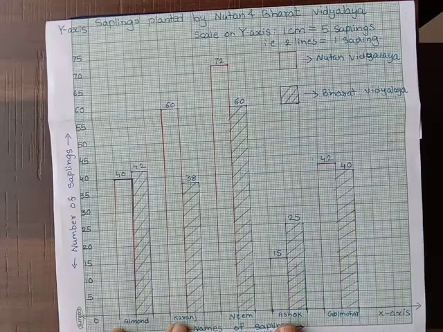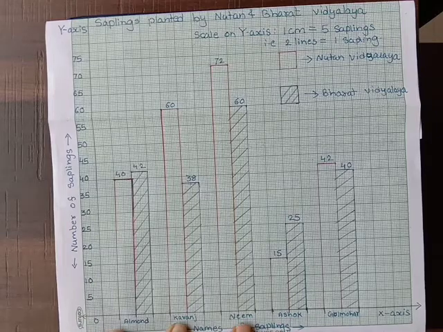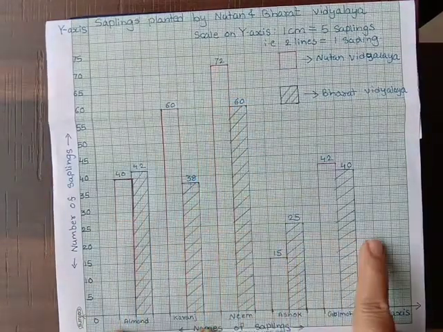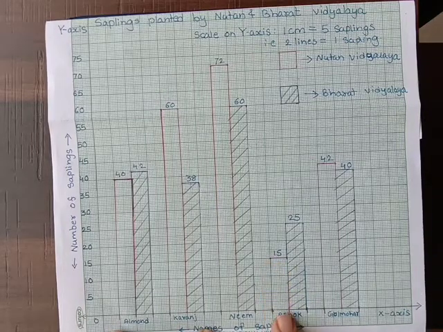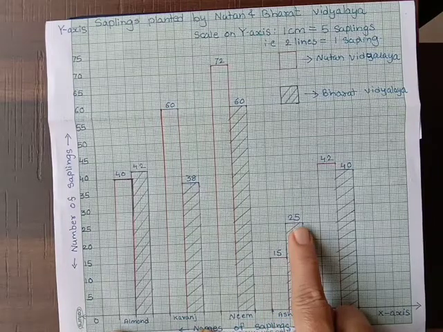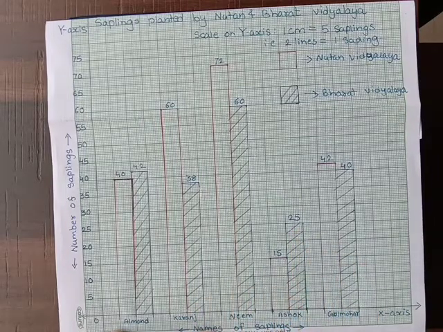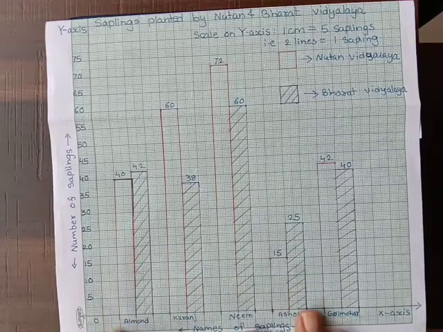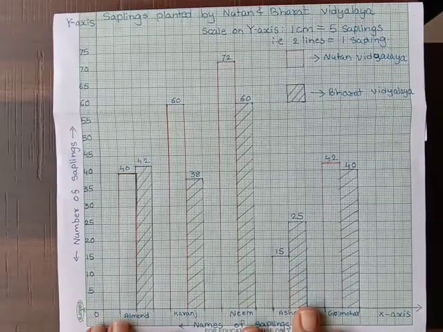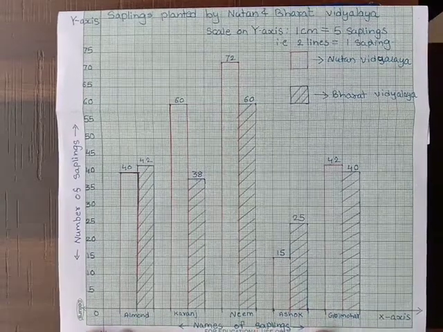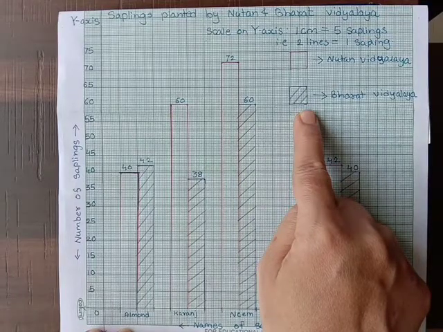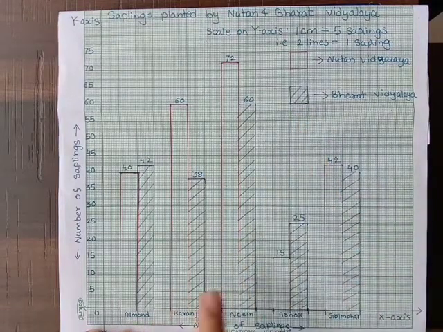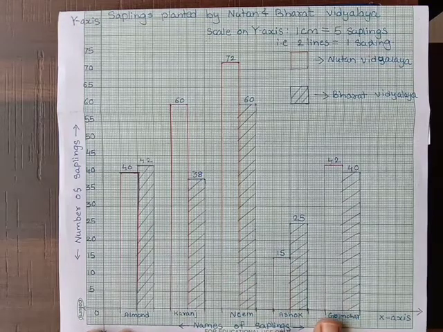And see the comparison. Both the schools have planted neem trees more in number compared to the other saplings. Alright. And if you compare individually, for example, in case of Ashok tree, then Nutan Vidyalaya has planted fewer saplings compared to that of Bharat Vidyalaya. So like this comparison between the schools and between the saplings you can do at a time. Alright. So please draw the graph very neatly. Use a sharp pencil. Do not forget to write this scale as well as show by what you have indicated the schools while drawing the graph.